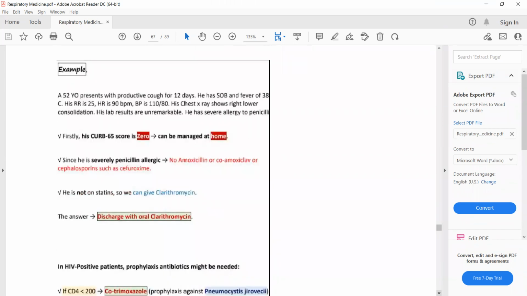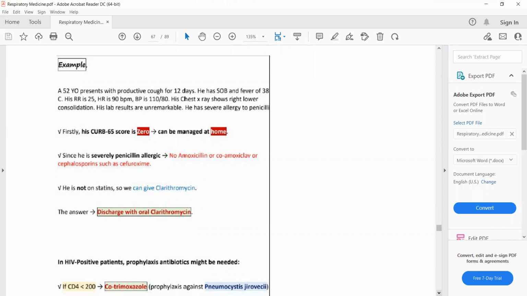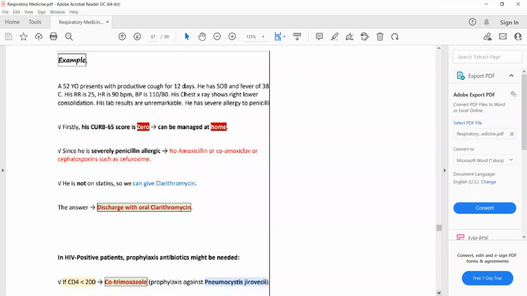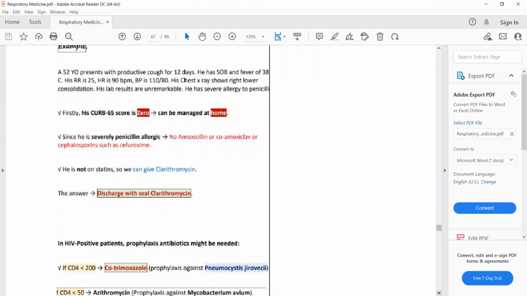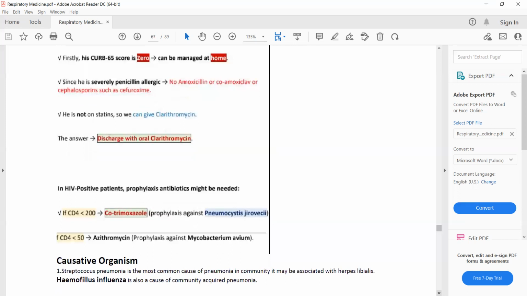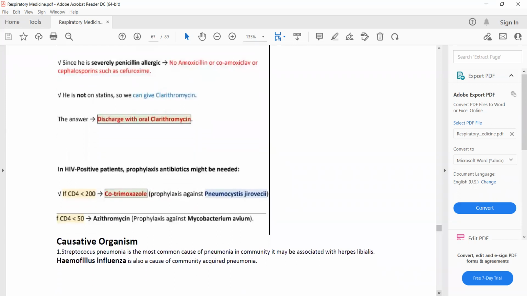Which patient can be managed at home? The patients who have a CURB-65 score of 0 or 1 are low risk patients and they can be managed at home. The first choice is amoxicillin, and if the person is allergic to amoxicillin, then erythromycin, and if he is on statins, then we can give doxycycline.